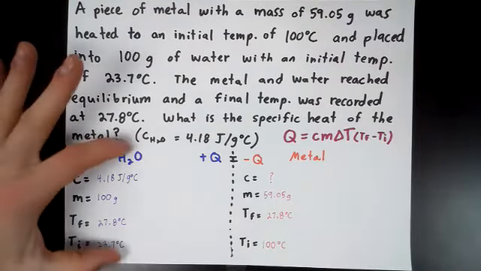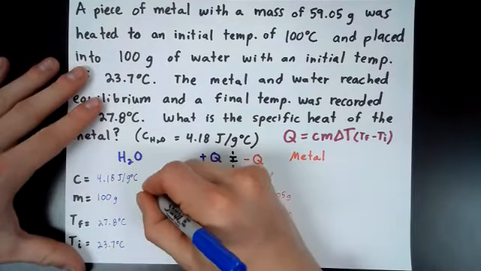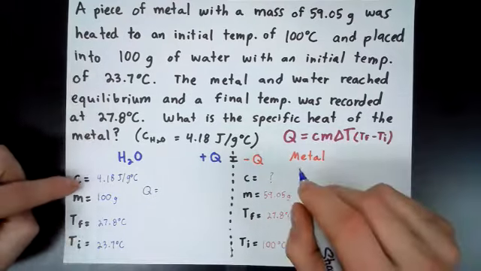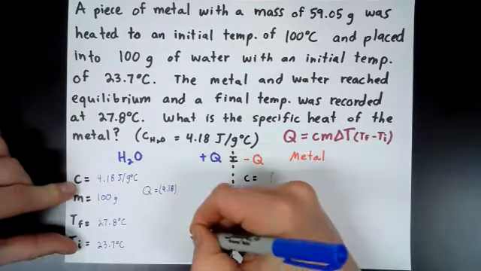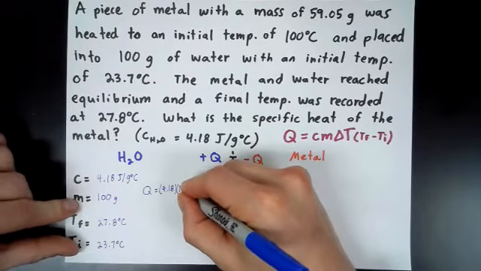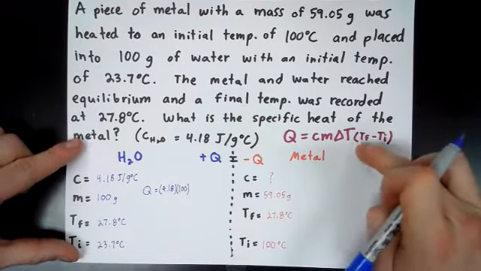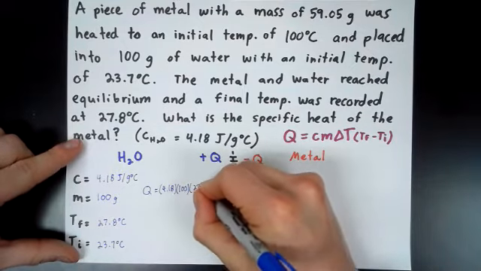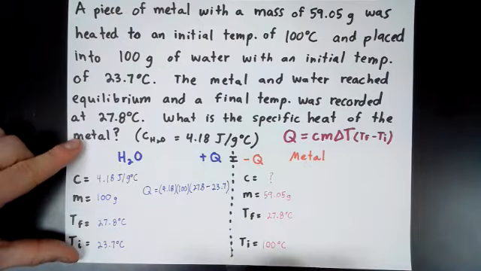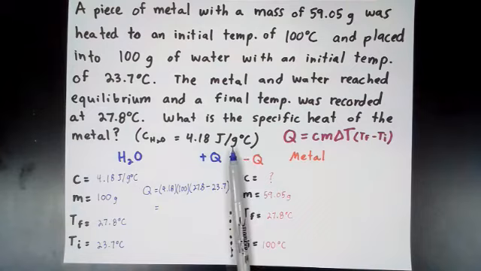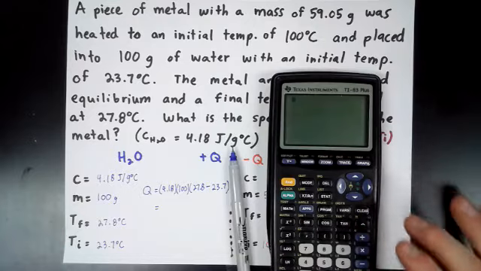So let's first figure out how much heat was absorbed by the water. We're going to use Q equals Cm delta T. Now, instead of writing those letters, I'm just going to plug in the necessary values. My C for water is 4.18. My m for the water was 100 grams. My delta T, remember, change in temperature is always T final minus T initial. So 27.8 minus 23.7. All this really comes down to now is having a handy dandy calculator and being able to type in that information.